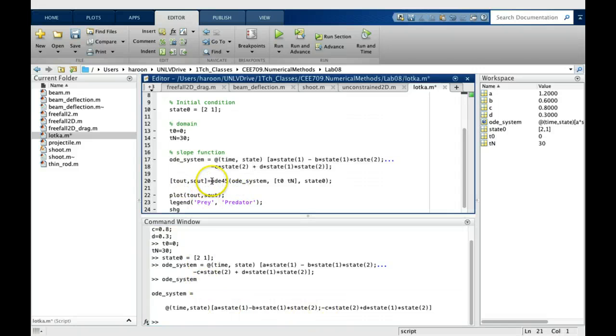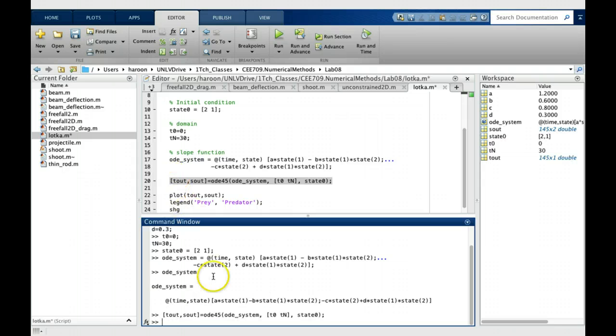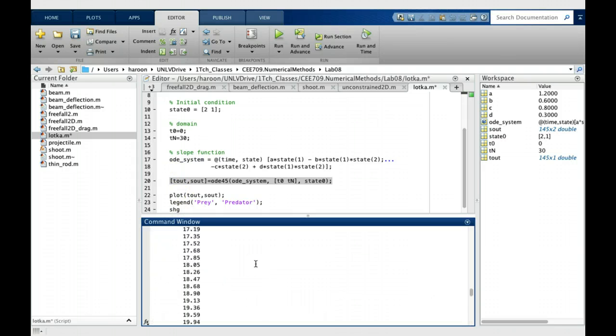Now ODE45, as we learned, uses the ODE system, the span over which we are trying to determine the function, and the initial value, which in our case is 2 and 1. So we run this, and it gives us T out, and those are the values going from 0 all the way to 30. And then it also gives us the state values at these time intervals, and as you can see, it provides us two columns. The first one is for X, the second one is for Y. And it gives us that initially there were two prey members and one predator member.